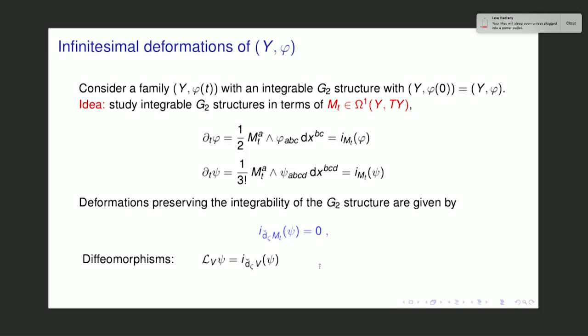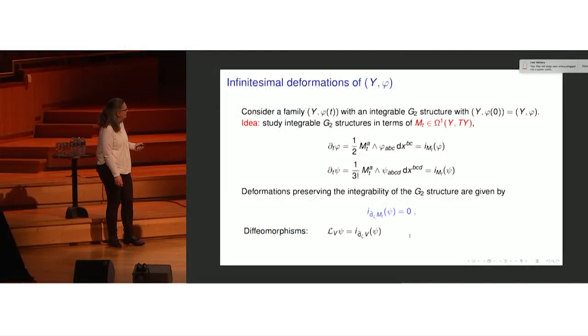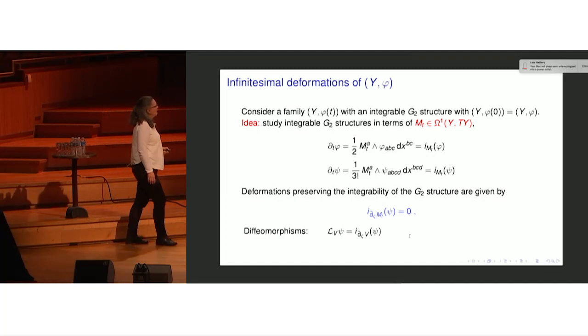Anyway, the deformations preserving the integrability of the G2 structure, it's a computation. Here, of course, it looks mysterious, but it's just a computation varying the structural equations for the integrable G2 structure, and you end up with this equation. Again, this insertion operator means that this is a vector-valued 2-form, and you take the vector index and you contract it with psi. That's what this equation means.